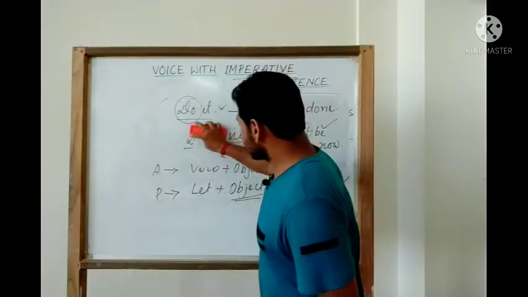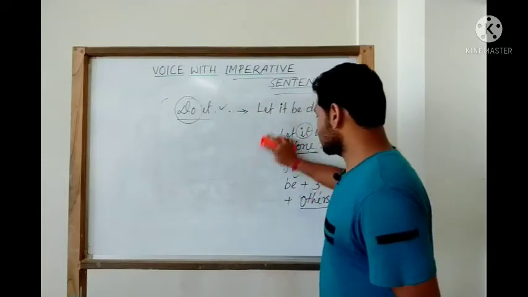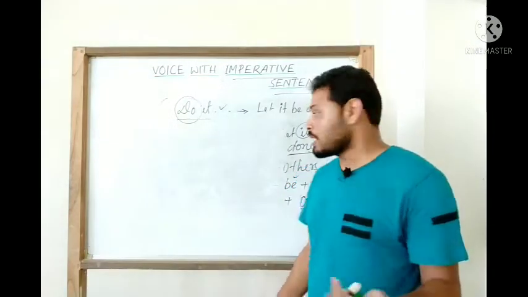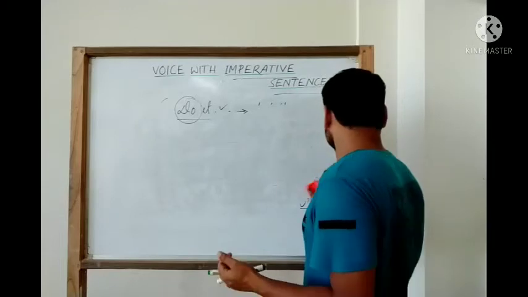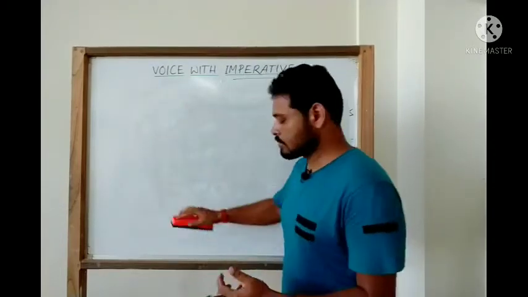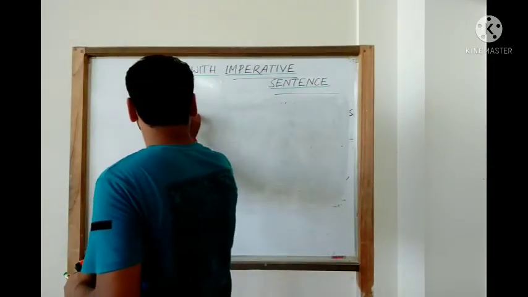But in our examples, if you can remember, we have just seen we have another type of imperative sentence too. So let us just take the second one. For example, the second one was like this, come here.